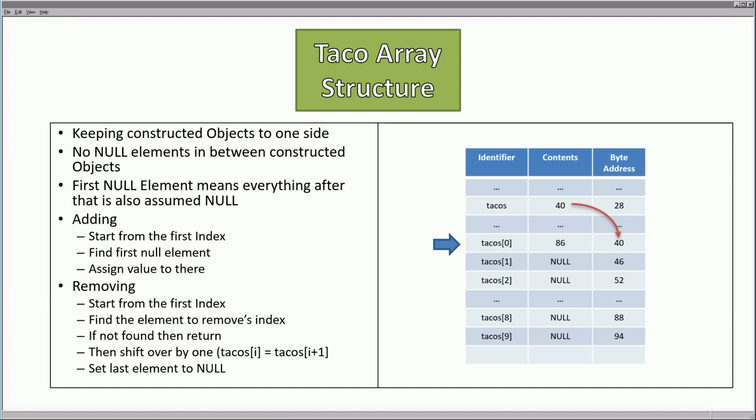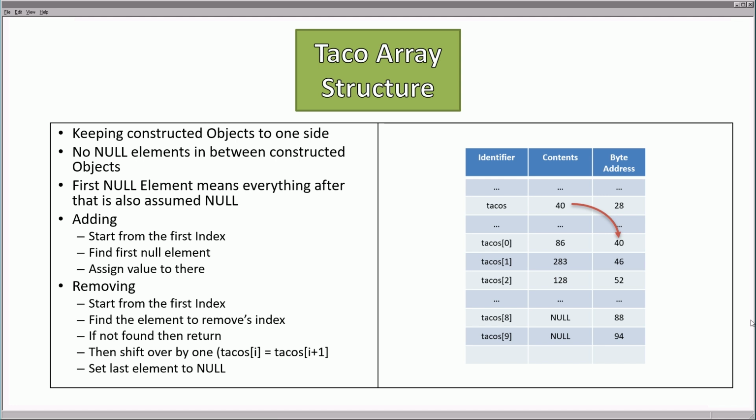Now let's add another taco into this array. Well, starting at index 0, that's not null. So then we move to index 1, which is null, and then we assign it to the memory address, and let's just assume that it's at 283. Now, if we're going to add another element into this, well, index 0 is not null, index 1 is not null, but index 2 is, and so we add it there.